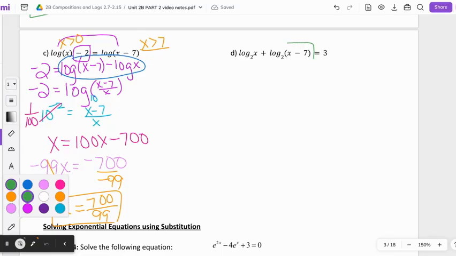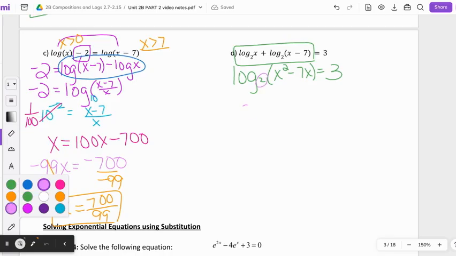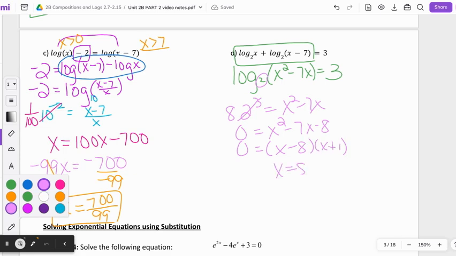All right, similar on this one, we've got 2 logs on the left. So let's use our log properties. It's multiplication because those 2 logs are being added. Then since it is a single log, we're going to go 2 to the 3rd power. So 8 equals x squared minus 7x. Looks like we're going to get it equal to 0 and factor. So I get x equals 8 and x equals -1.